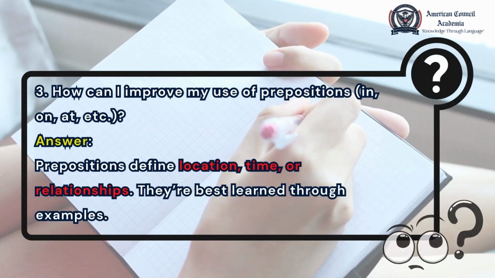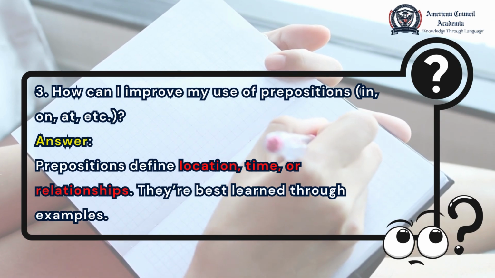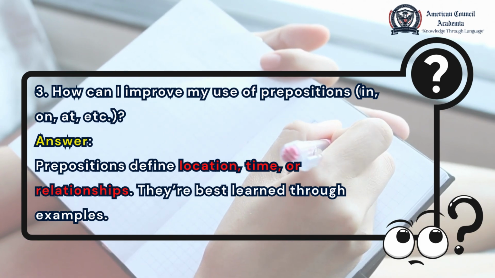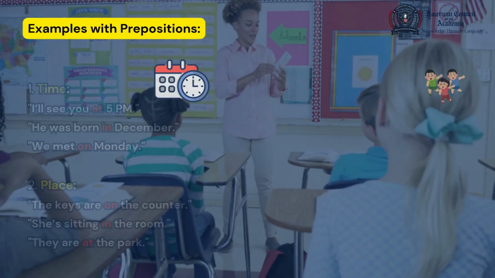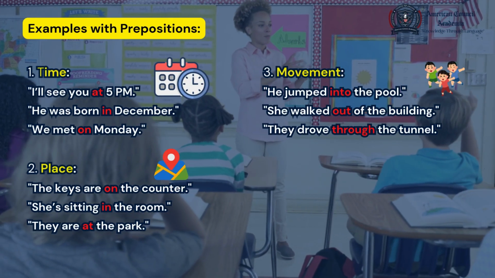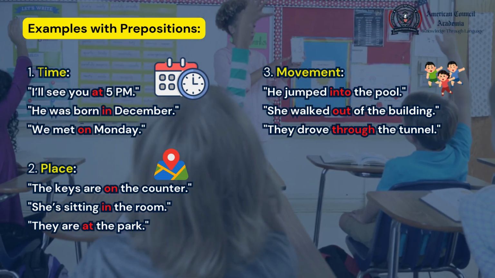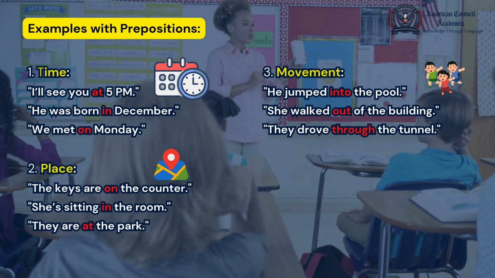How can I improve my use of prepositions: in, on, at, etc.? Answer: prepositions define location, time, or relationships. They're best learned through examples. Examples with prepositions. Time. I'll see you at 5 p.m. He was born in December. We met on Monday.